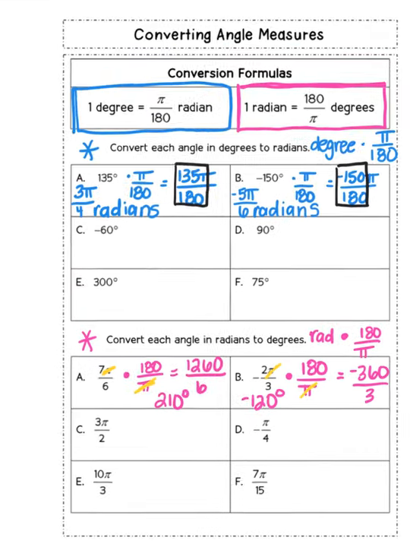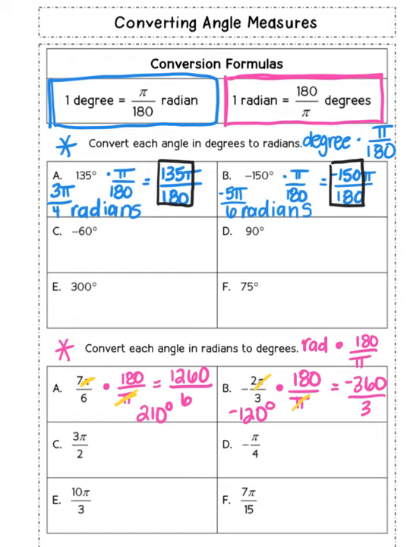So one more time, just to make sure we're clear, if we're going from degrees to radians, then we're going to take the degree measurement and multiply that by pi over 180. If we're going from radians to degrees, we're going to multiply that radian measure by 180 over pi. And then just make sure you simplify for both, depending on whether you're going from degrees to radians or radians to degrees.